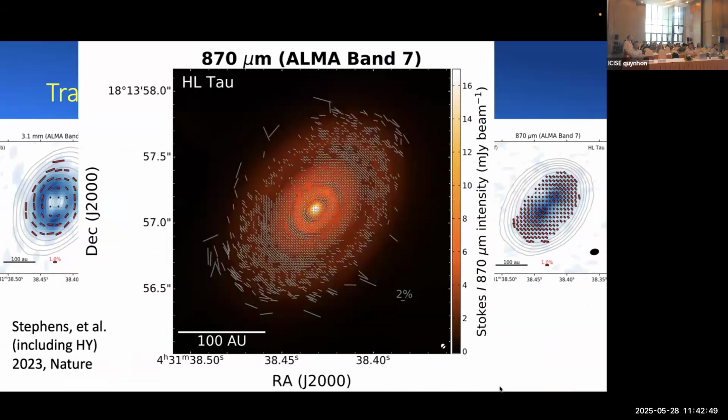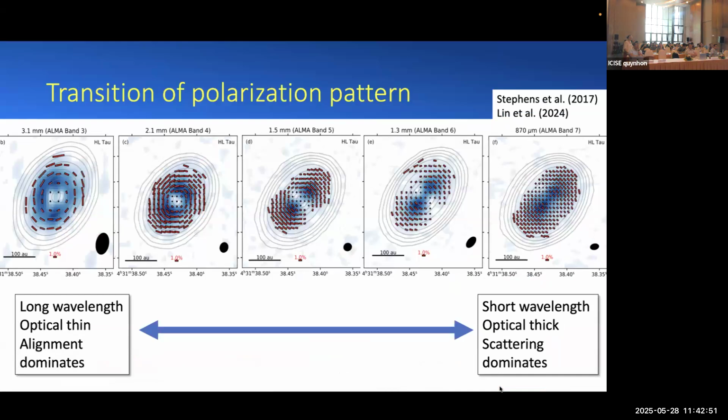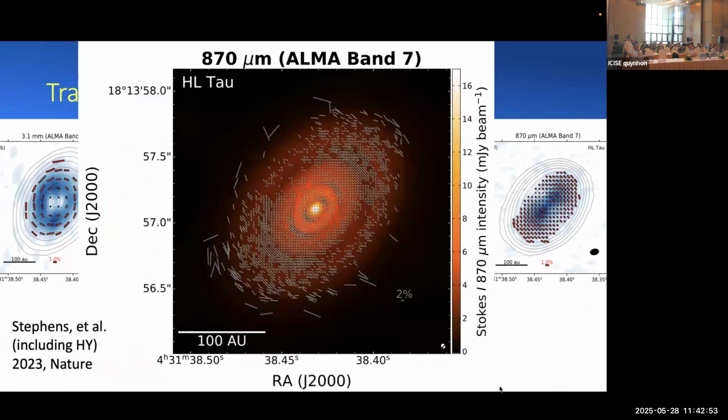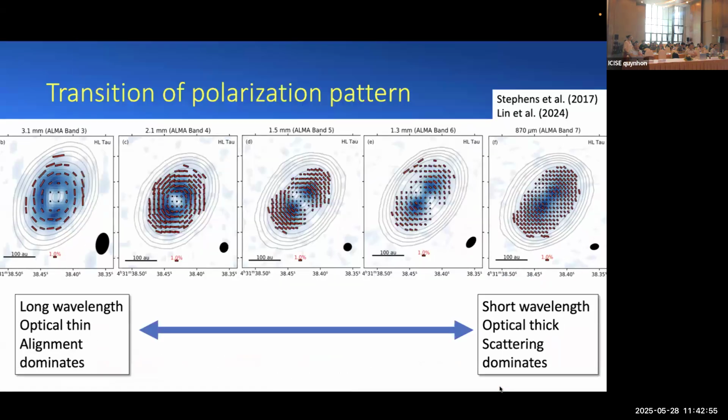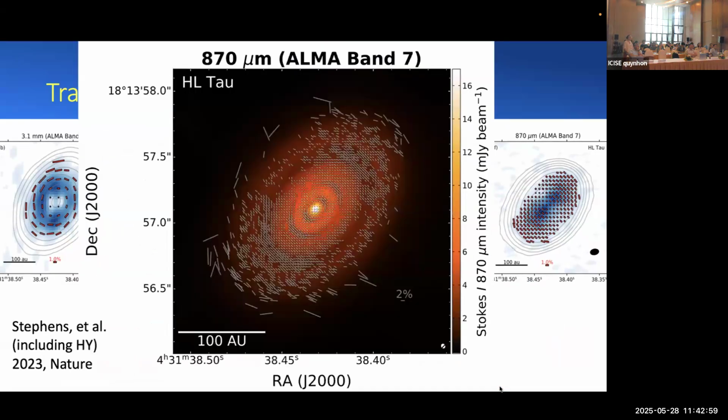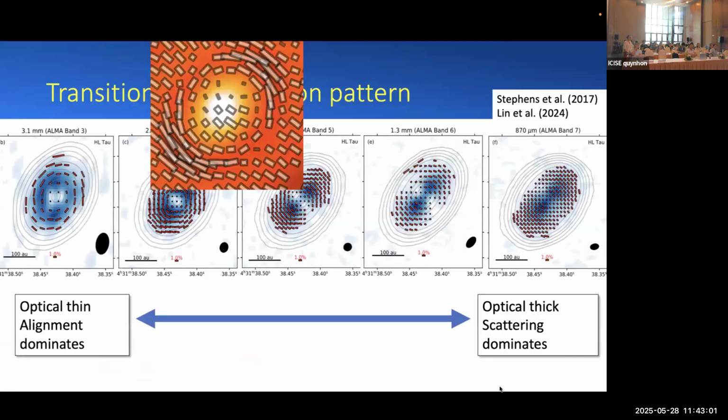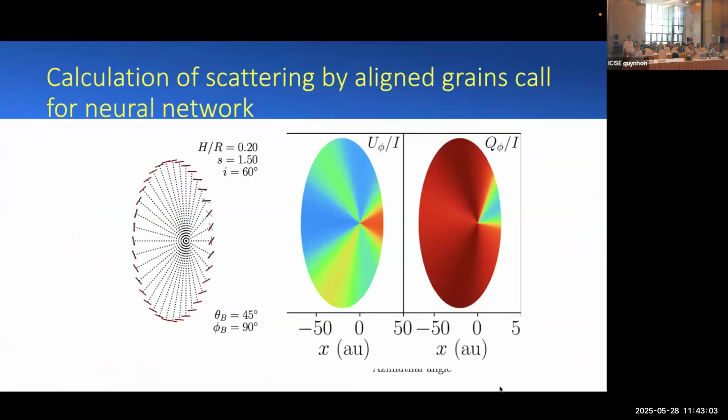Right. So we have a transition here. If you want to study the interplay between these two, you need to study scattering by aligned grains quantitatively. I will just go very fast, sorry. This one is also scattering by aligned grains quantitatively.